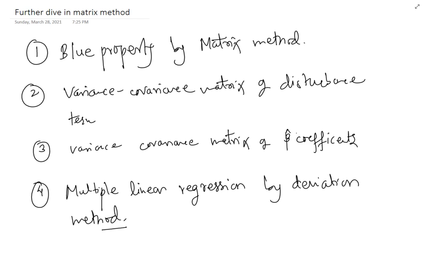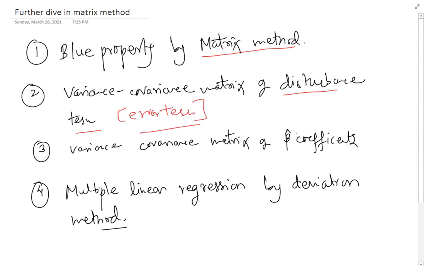In this video, we will deal with the BLUE property of OLS by the matrix method. Secondly, we will dive into the variance covariance matrix of the disturbance term, that is, the error term, and we will further discuss the variance covariance matrix of the beta coefficients. And finally, in the next video, we will deal with multiple linear regression by the deviation method.